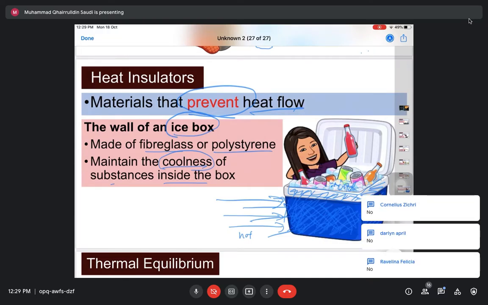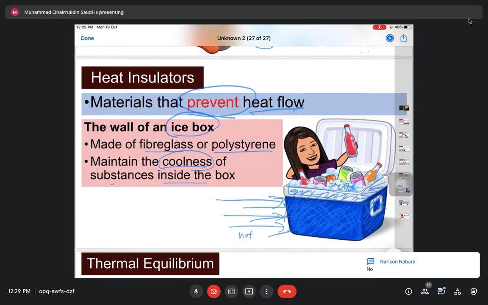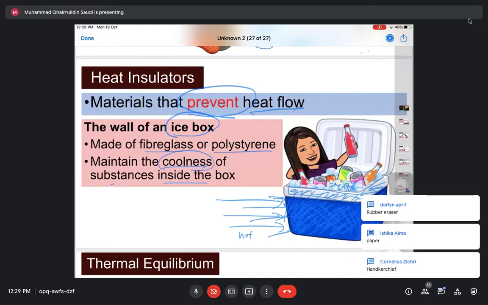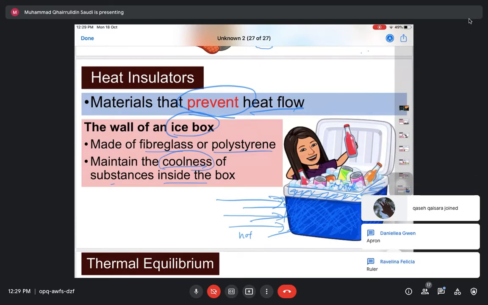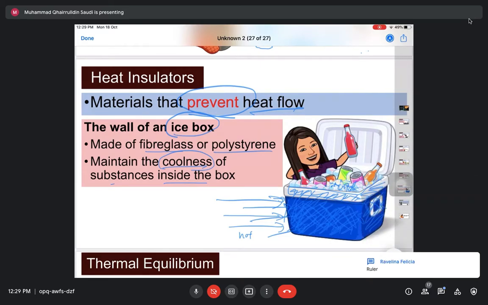No. Alright, as usual, please write down one example of insulator that you know, that you use in your daily life. Apa insulator? Rubber eraser, okay. Paper, handkerchief, good. Apron, ruler, plastic ruler, yes.